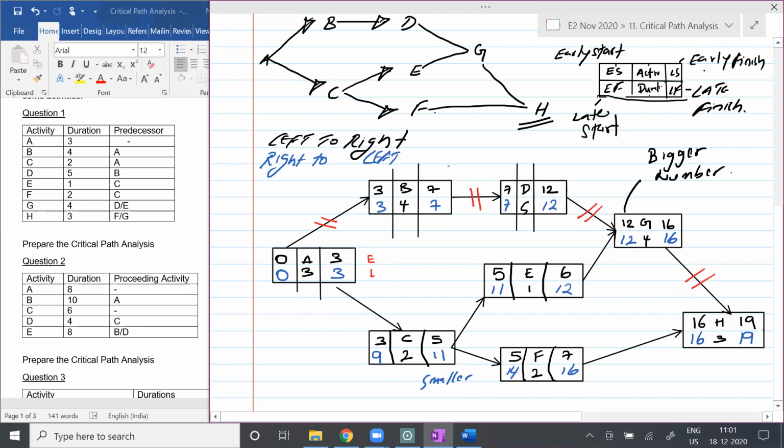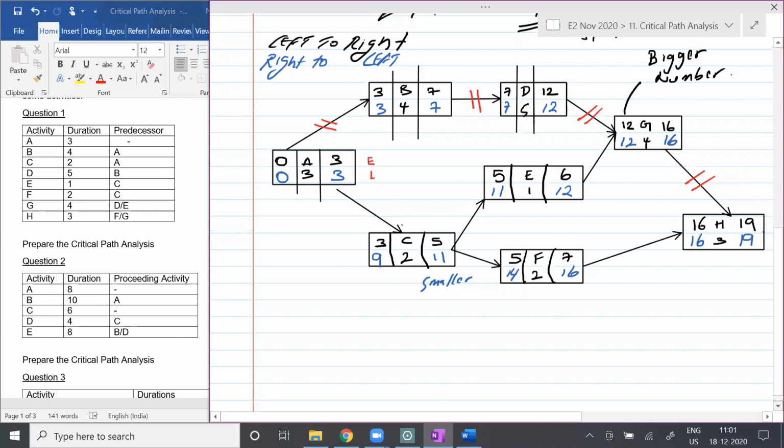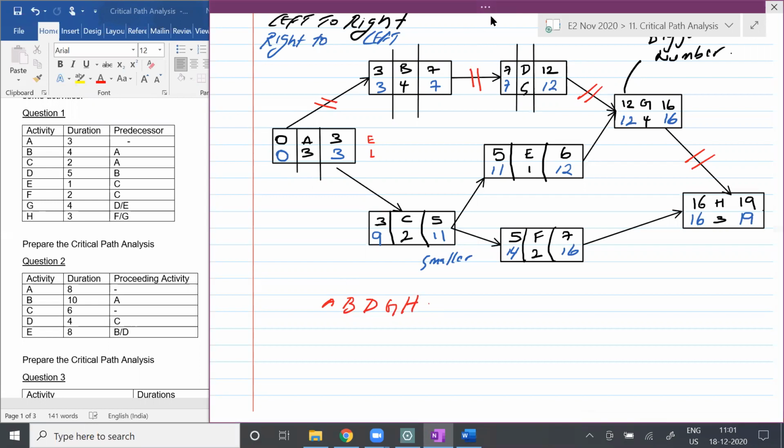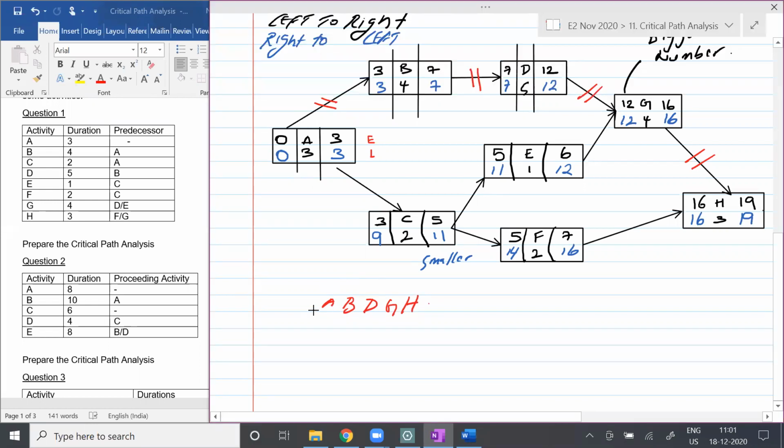So if you observe in this case study, what is the critical path I can generally say? It is A, B, D, G and what, students? H. A, B, D, and H. So students, can you just take down the critical path?